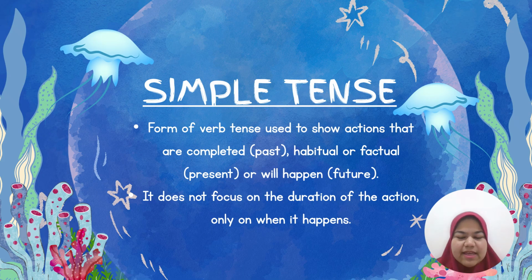Hello everyone, my name is Farhana Sakina. I will be presenting simple tense. Simple tense is a form of verb tense used to show actions that are complete, past, habitual or factual, present, or will happen, future. It does not focus on the duration of the action, only on when it happened.